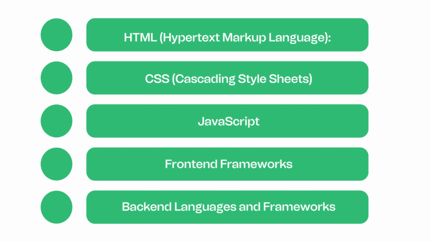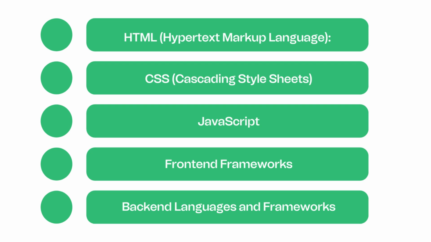Another programming language as well is called JavaScript. Now, JavaScript is a versatile programming language used for adding interactivity and dynamic behavior to websites. It enables features like form validation, animations, and real-time updates. You also have things like front-end frameworks. Now, a front-end framework is the likes of React, Angular, Vue.js, and these provide pre-built components and tools for building interactive user interfaces. They streamline the development process and enhance code maintainability.